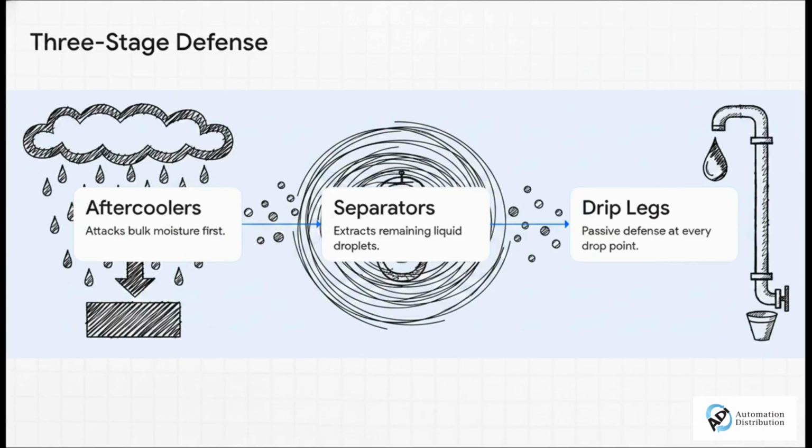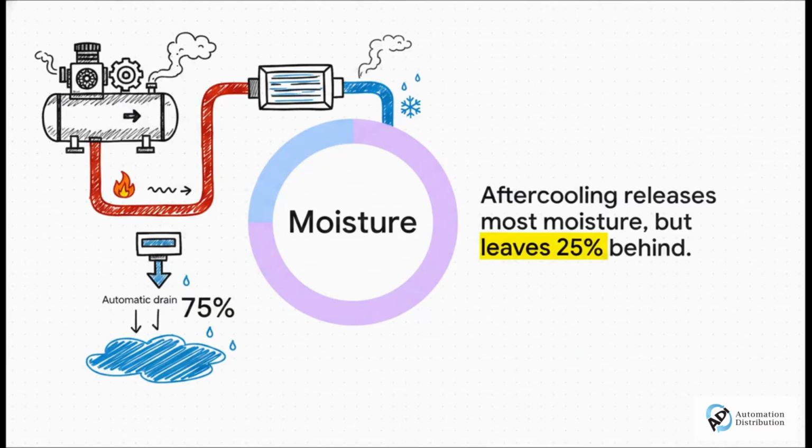Let's break these down. So the crucial point is that compressed air exiting a compressor can hit 300 degrees Fahrenheit. That is way too hot for industrial use, and it is absolutely loaded with moisture. Step 1 is installing an aftercooler downstream. This rapidly drops the temperature to a workable range.